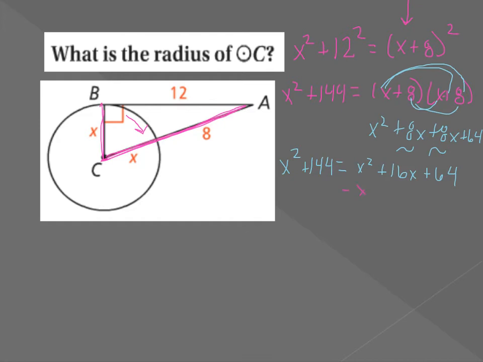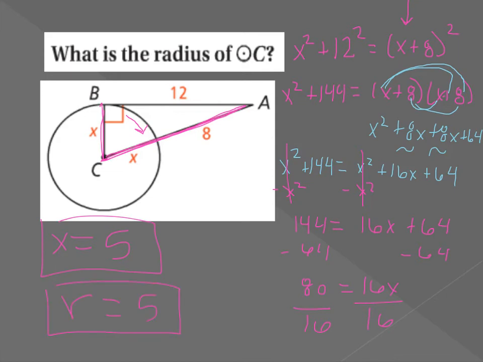First thing I'm going to do is subtract x squared from both sides. That's going to cancel both the x squareds out, which is nice. So 144 is equal to 16x plus 64. Subtract 64 from both sides, and I get 80 is equal to 16x. Divide by 16, and you get that x is going to be equal to 5. Or else you write r is equal to 5 because x is your radius. Because x is the distance from the center to the edge of the circle.